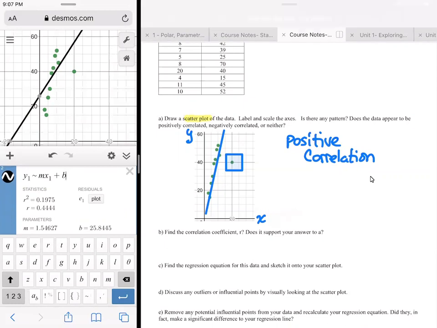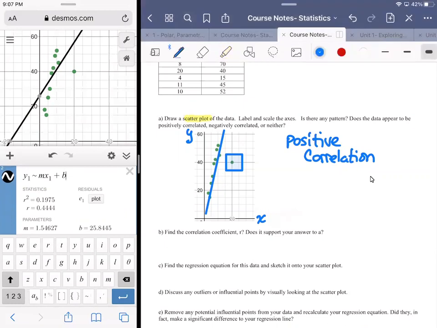It's asking for a correlation coefficient R. So here it tells me that R is 0.4 repeated. So we'll just go with 0.444. Right? It's a positive value. So does it support your answer to the previous part? Kinda. It's a positive correlation. It's just not a very strong one. So yes, but not strong.